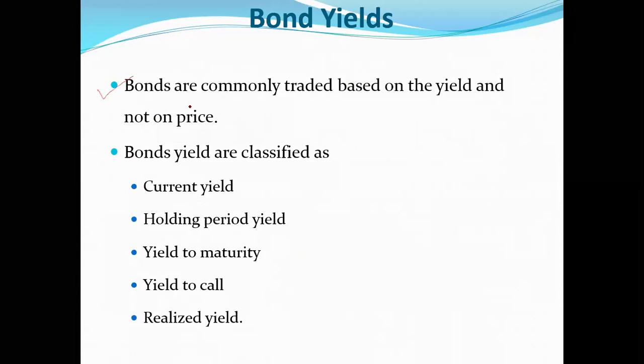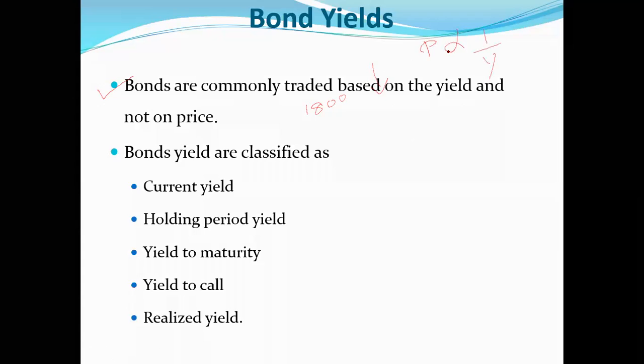Tomorrow, if somebody says that I have a bond which is worth 1,800 rupees, please buy it, don't go and buy it, because bonds are never traded on their price. Bonds are always traded on their yield. Remember, if any bond has a value of 1,800 rupees, it means its yield is low. Why? Because price is inversely proportional to yield.